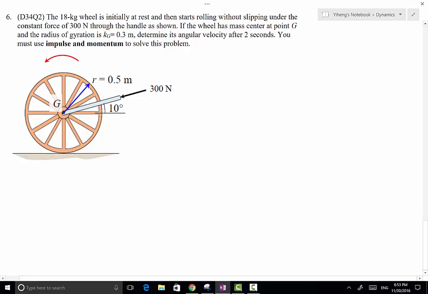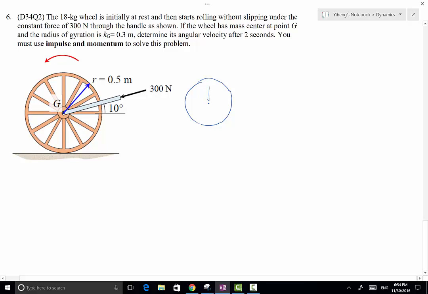So this is a problem that can be solved using equations of motion and kinematics. However, because we have force and time, and we need to determine velocity, that's a hint that we should use the principle of impulse and momentum. And because we need to find the angular velocity, we're going to use the principle of angular impulse and momentum. So we start with drawing the free body diagram of the wheel.